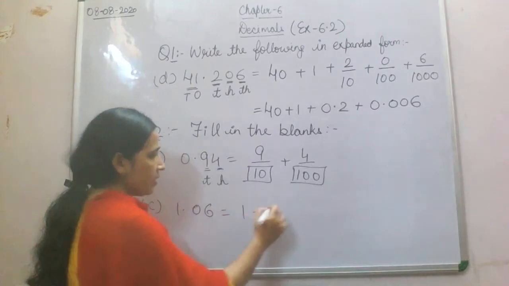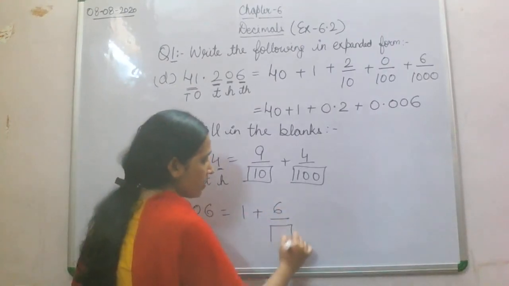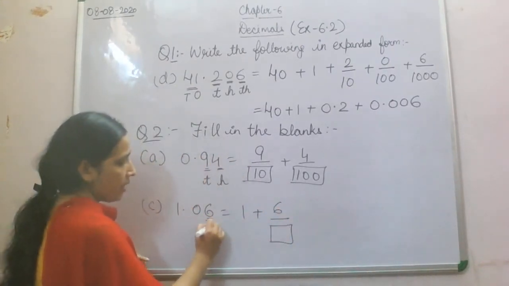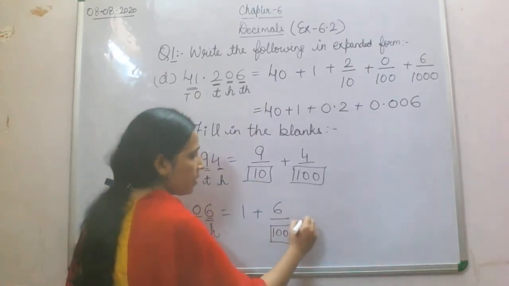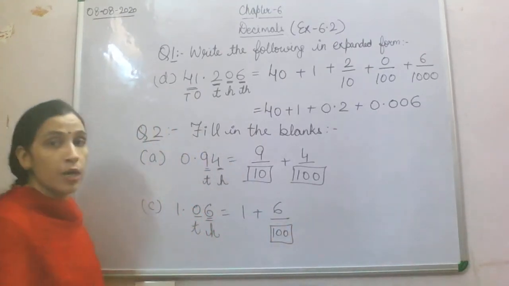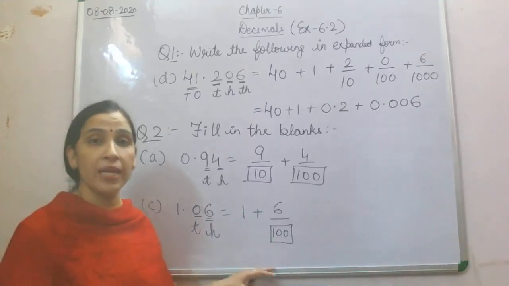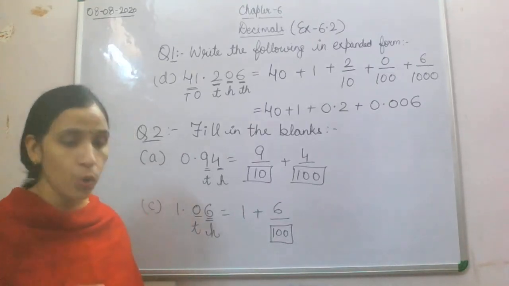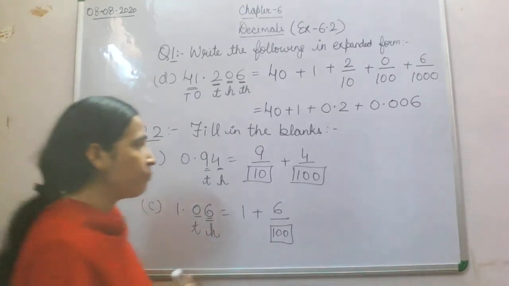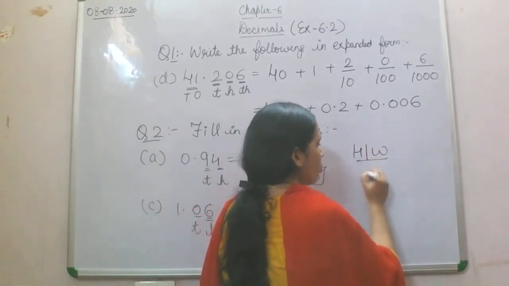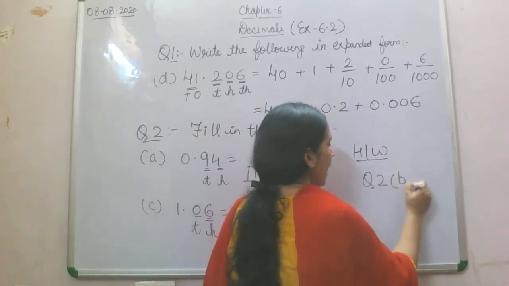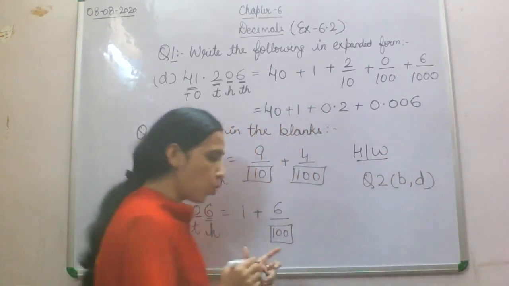Now 6 will be divided by what? Now which place is this? Hundredths? This is your hundredths place. So that will be divided by 100. Now it's done. And in this you will do B and D part yourself. That will be your homework. Question number 2. Homework will be question number 2, B and D part. That will be your homework.